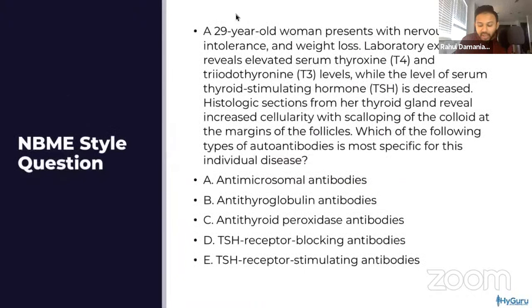Here you have a 29-year-old woman who presents with nervousness, heat intolerance, and weight loss. Laboratory exam reveals elevated serum T4 and T3 levels. So remember, they are high. While the serum TSH is decreased, this is a great point where you should integrate normal negative feedback. Histologic sections from her thyroid gland reveal increased cellularity with scalloping of the colloid at the margins of the follicle. Which of the following types of autoantibodies is most specific for this individual's disease? Go ahead and put this into the chat.